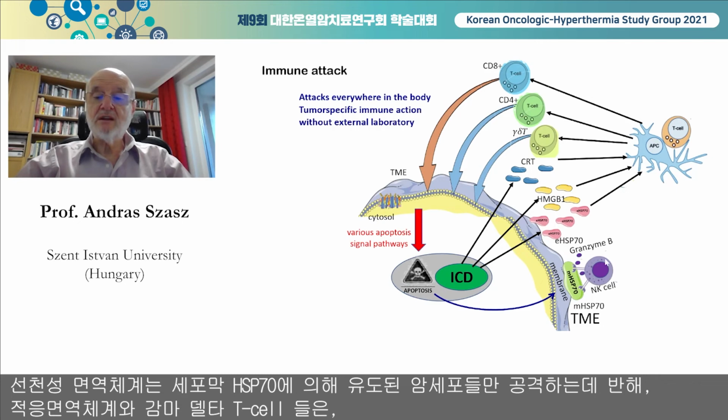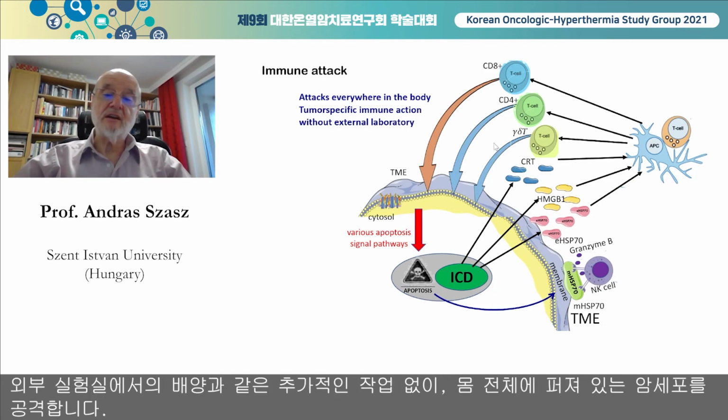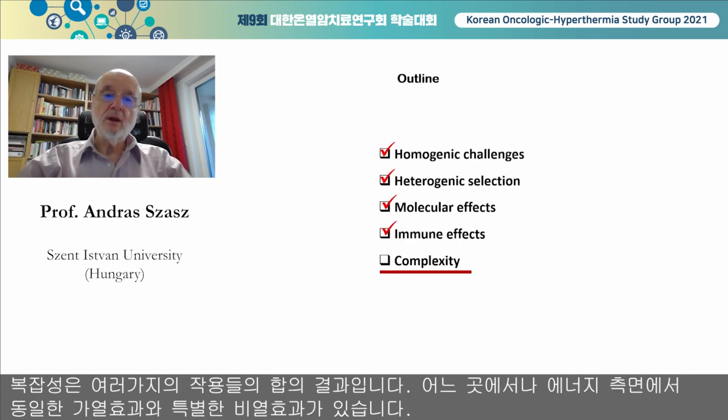So while the innate immune system attacks the cells which are chosen by making the HSP70, the adaptive immune system and gamma delta T attack the tumor cells everywhere in the body without external laboratory production or laboratory activity. The complexity is the consequence of all this.